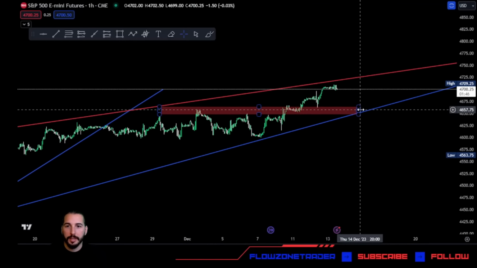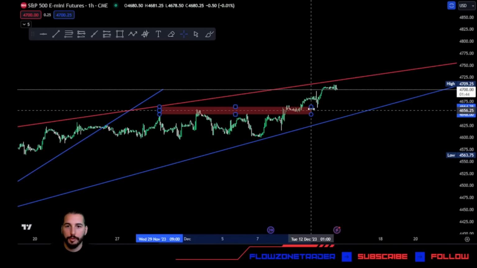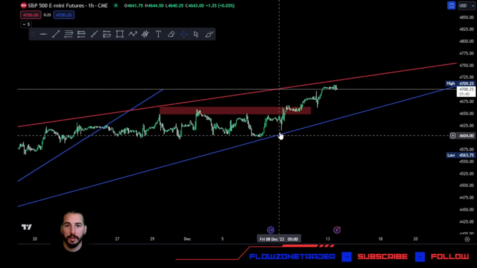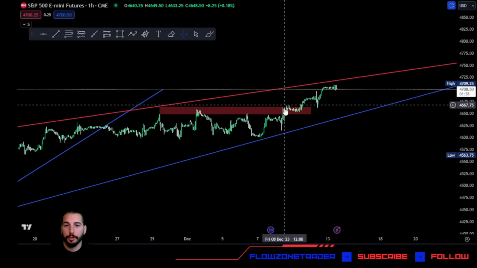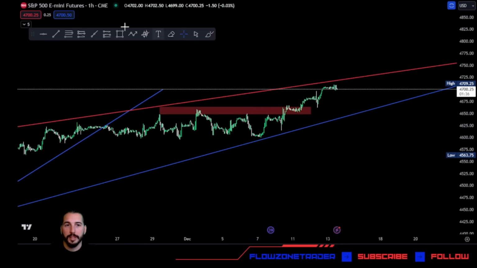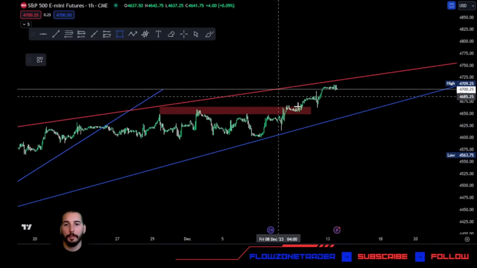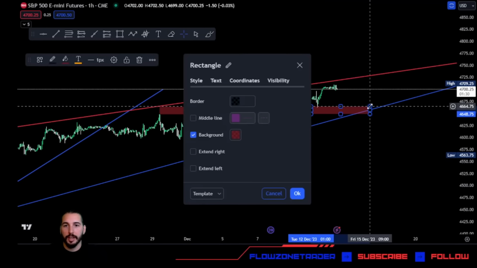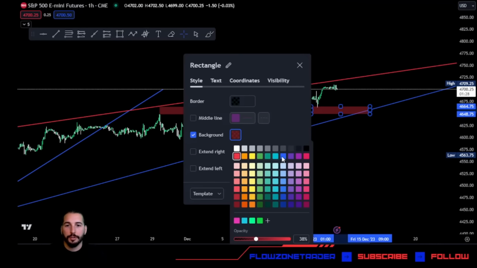Now you'll notice that once we broke through this level, we tapped it once, twice, three times, four times, five times before doing that U shape, that curl, and we tapped it and we got above it. Once we got above it, we did what's known as a break and retest. All right, this is how I like to trade the market.